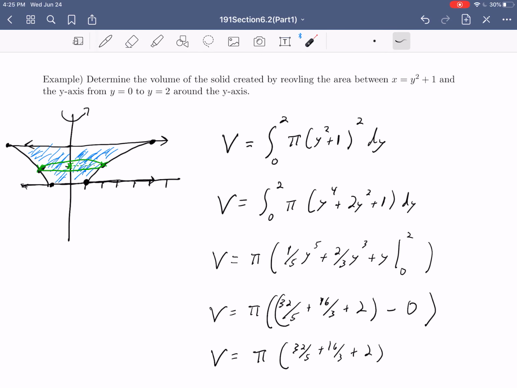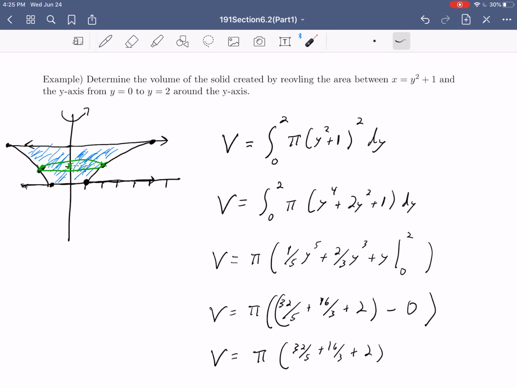Okay, so right there, you got to see 2 examples of what is considered the disk method. It's a disk method because what we're doing is building these infinitesimally thin cylinders, which really are disks. We're stacking those disks together to build these volumes.